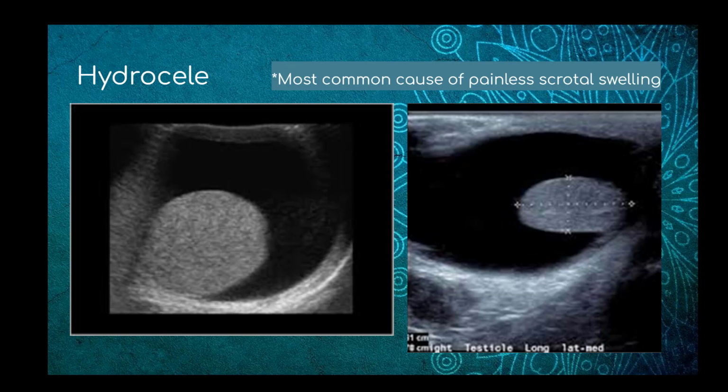But this is a hydrocele. All the fluid around here. This is a very simple hydrocele. It's simple black anechoic fluid surrounding the testicle. The testicle usually travels down to the posterior portion of the scrotal sac. And this is the most common cause of painless scrotal swelling.